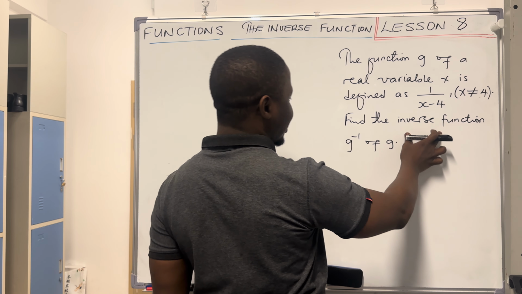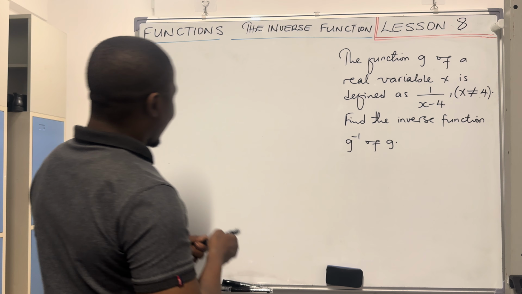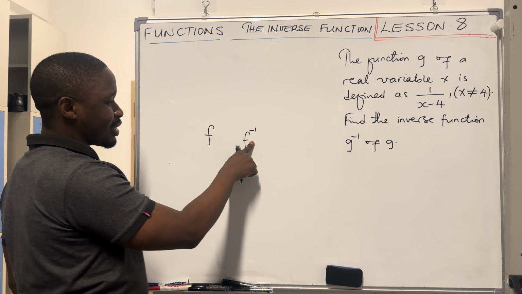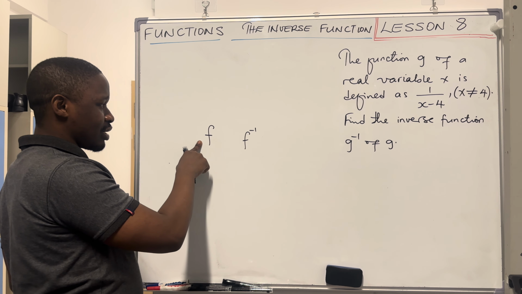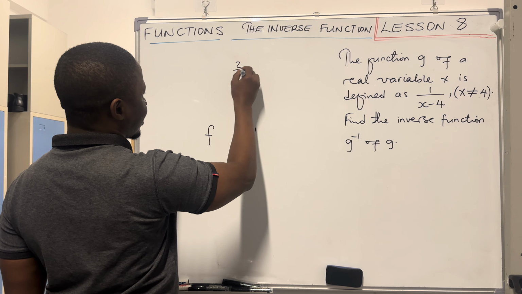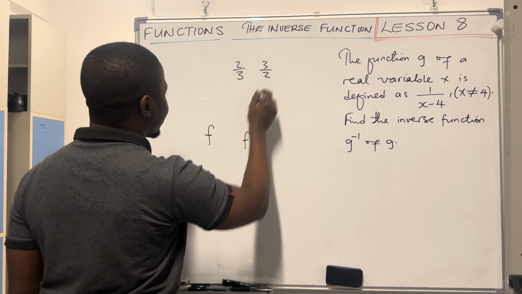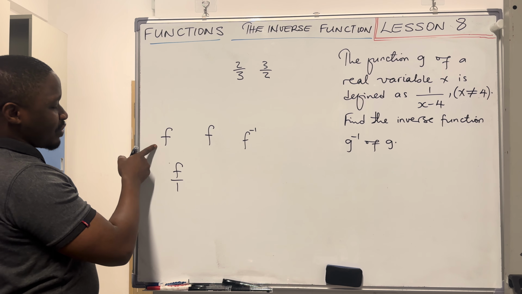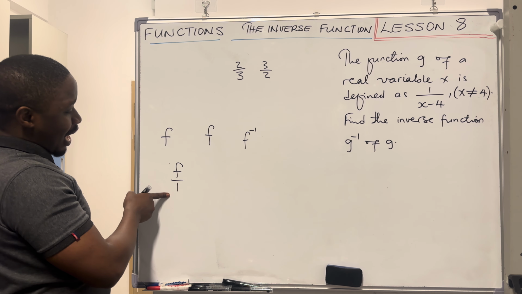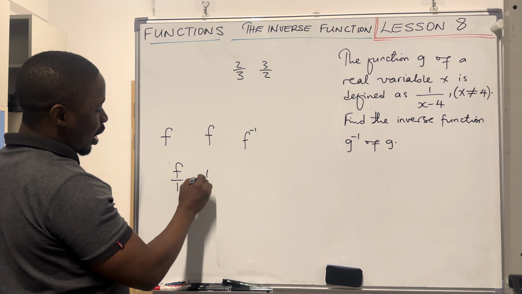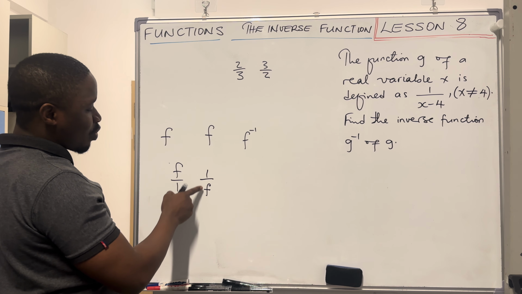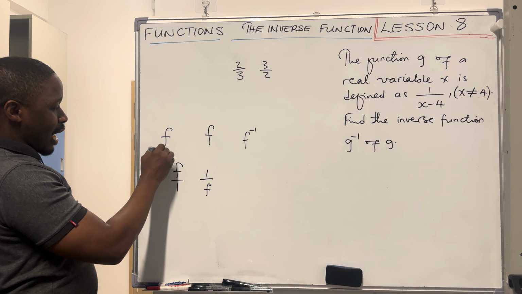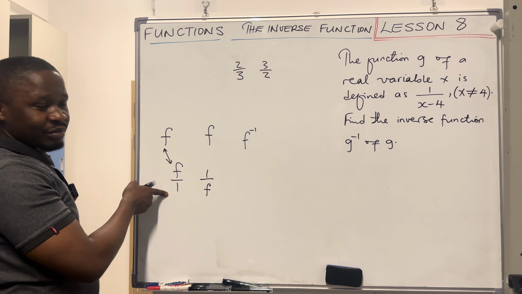So find the inverse function g. First of all, if the function is labeled f, then this represents the inverse of this one. For example, 2 over 3, the inverse is 3 over 2. Then f is the same as f over 1. So if f is the same as f over 1, and the inverse of f over 1 is 1 over f, this and this, they are the same.